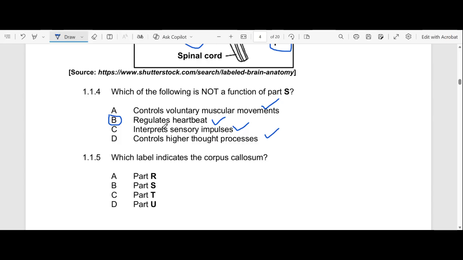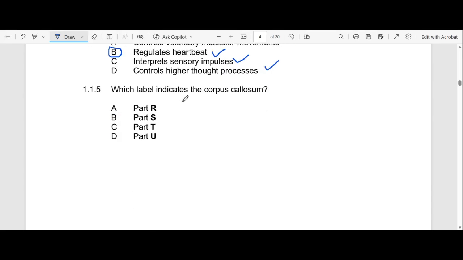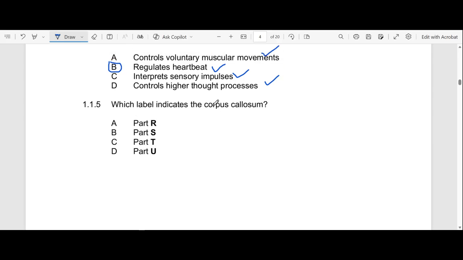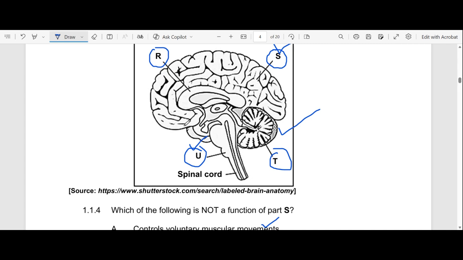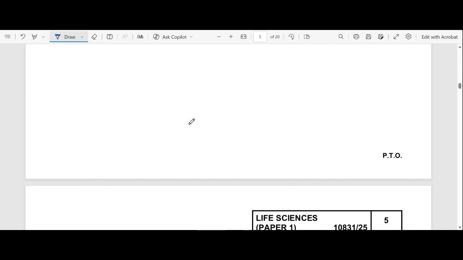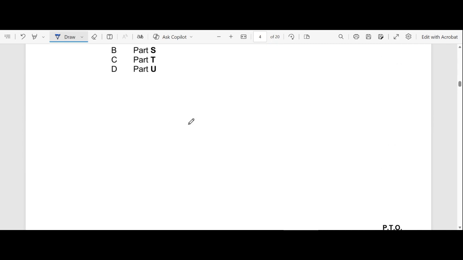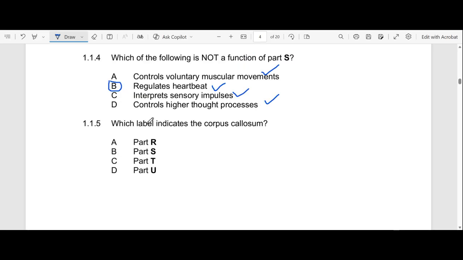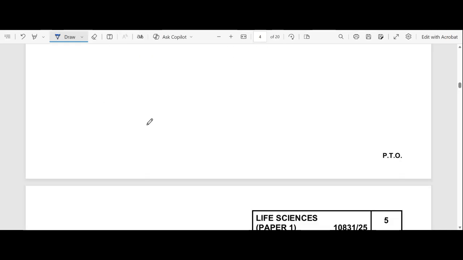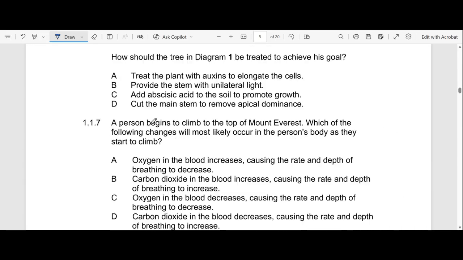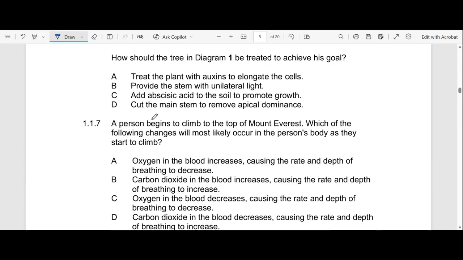Now let's go to 1.1.5. Which label indicates the corpus callosum? We already identified the corpus callosum here, so R is our answer. We don't even have to go through the options. Let me just do this. Okay, so R is our answer. So our answer is A, right? Now let's move on. Let's go to 1.1.6.